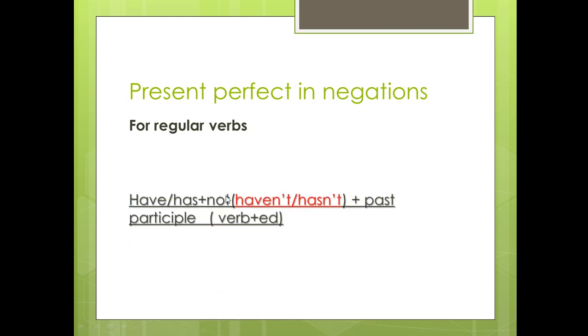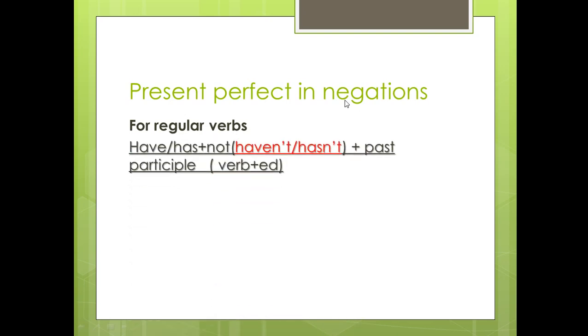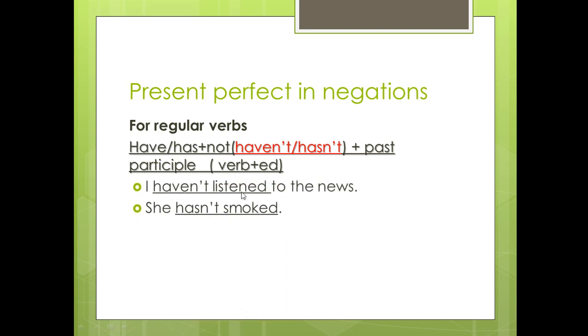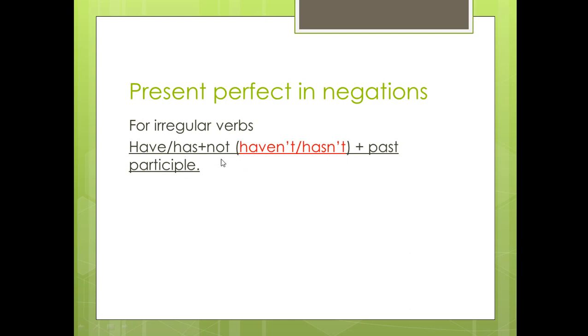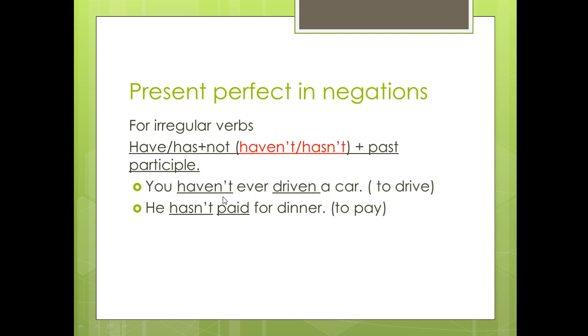For regular verbs in the negation: have or has plus not, haven't, hasn't, plus past participle, verb plus ed. The examples: I haven't listened to the news. She hasn't smoked. When we want to make a negative form with irregular verbs, the form is have or has plus not, haven't or hasn't, plus past participle. The examples: You haven't ever driven a car. He hasn't paid for dinner.